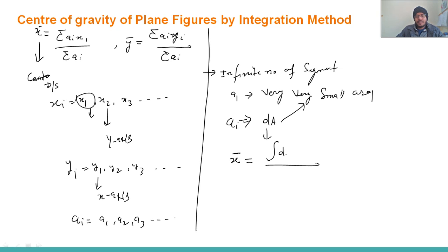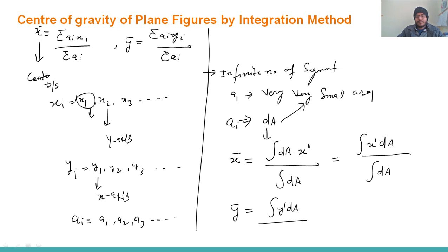Ai would be dA, and xi will convert into x dash. Similarly, summation of ai will convert into integration of dA. Finally, we can write x bar equals integration of x dash dA divided by integration of dA. Similarly, y bar we can write as integration of y dash dA divided by integration of dA.